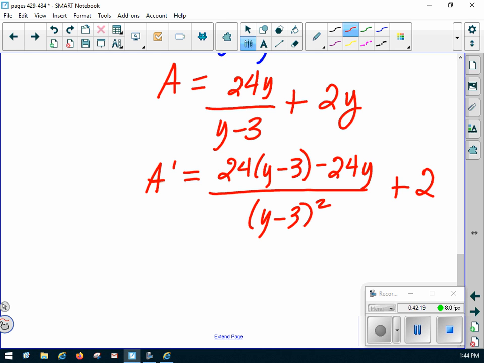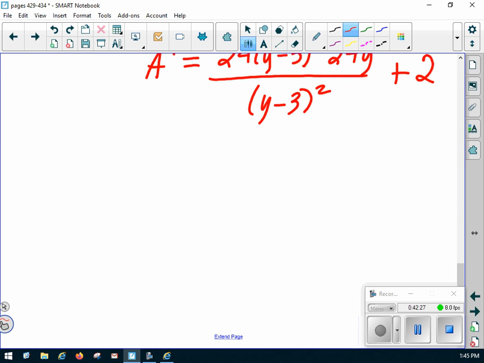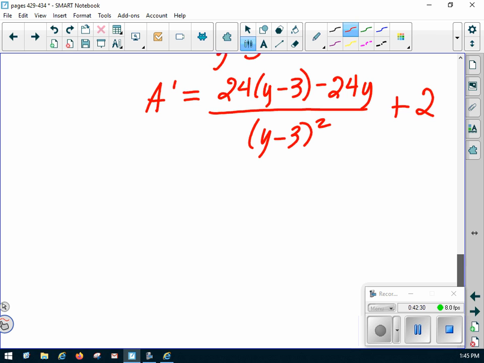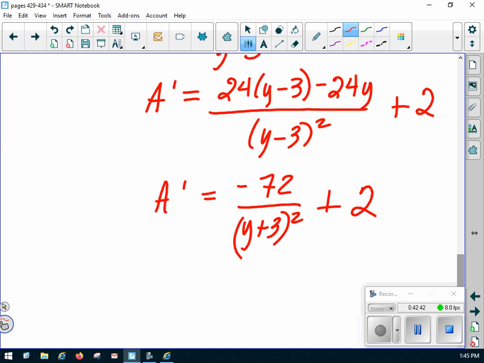Oh, but look at that. Look at that numerator. A prime equals, what's that, negative 72? Negative 72 over y minus 3, quantity squared.